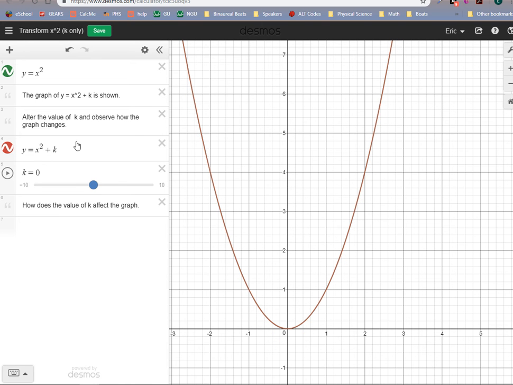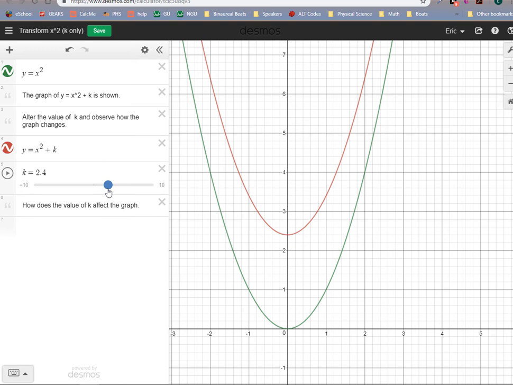So here's a graph of y equals x squared, right? There's our parent graph. The red graph is actually y equals x squared plus k, but right now the value of k is set at 0. So if I drag this little slider down here, it's going to change the number that we're adding to x squared. If I make that a positive number, not surprisingly, look what happens. The graph gets picked up.